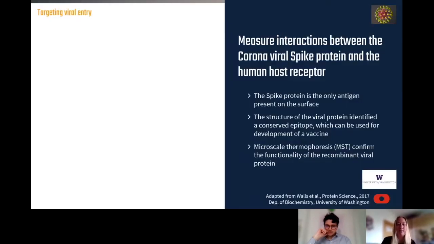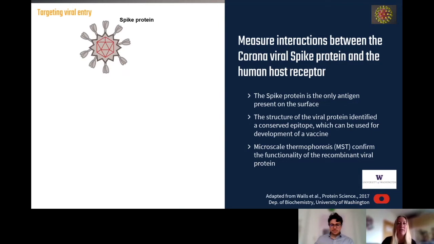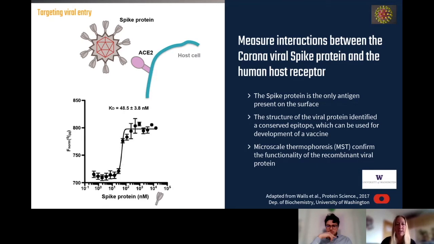The first example is about the coronavirus. On the surface of the coronavirus, there's only one antigen present, the spike protein, which can bind to the human receptor on the host cell. In this study, the researchers resolved the structure of the spike protein and identified a conserved epitope, which hopefully can be used in the development of a vaccine. The researchers used our technology, microscale thermophoresis, to confirm the functionality of the recombinantly expressed spike protein by analyzing the binding between this protein and a host cell receptor.